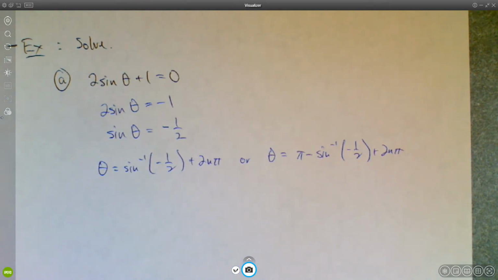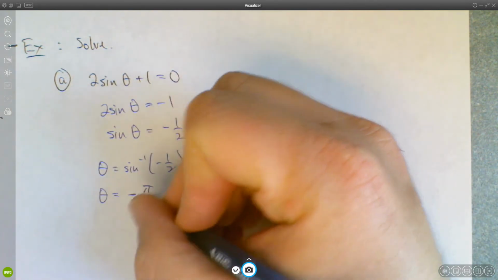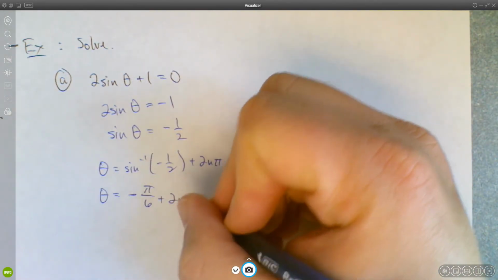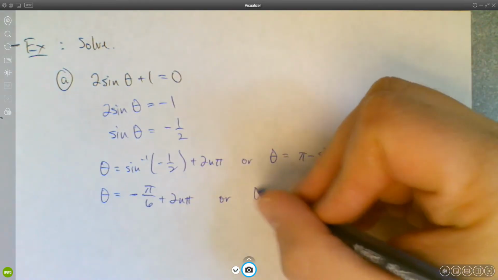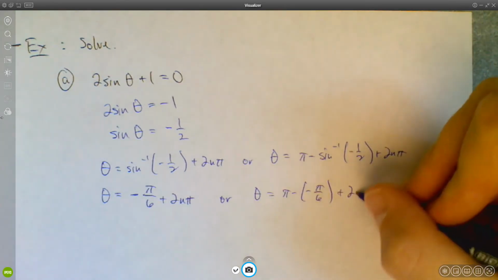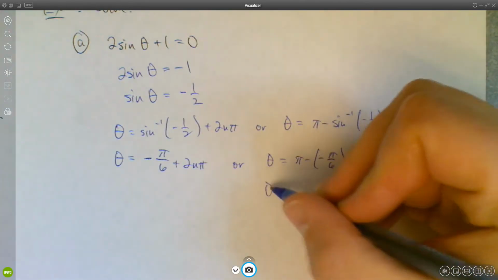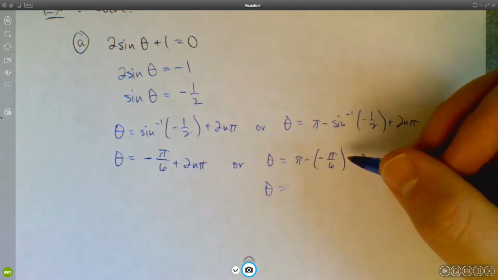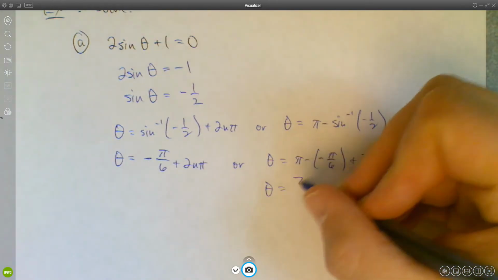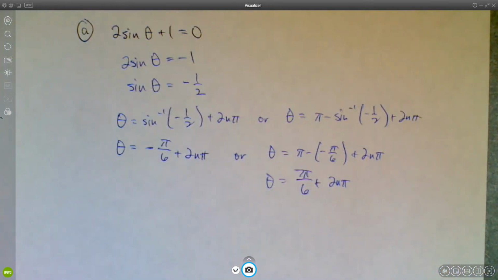Sine inverse of -1/2 is -pi/6. So you get theta equals -pi/6 plus 2n pi, or theta equals pi minus -pi/6 plus 2n pi. Pi minus -pi/6, that would be 7pi/6. So 7pi/6 plus 2n pi. Okay, and those are your solutions.